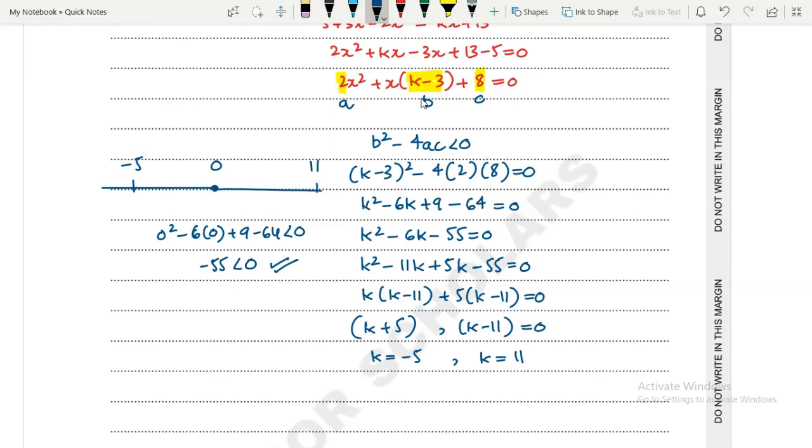This means that the k values that are between these two will satisfy the equation. So we will give the set of values for k as k is less than or equal to 11 and k is greater than or equal to minus 5. So this will be your answer. I hope you understand this question. Let's move on to the second one.